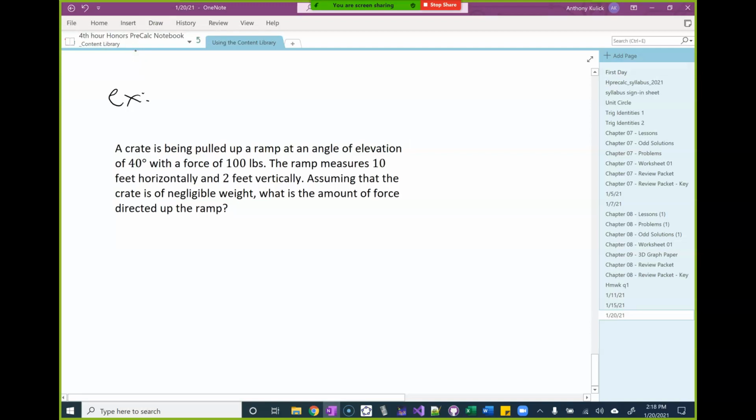Okay. I'm going to start by just drawing my picture. So here's my vector r for ramp. So it should be easy to see that the angle for r is going to be 40 degrees, and the magnitude of r is going to be 100.